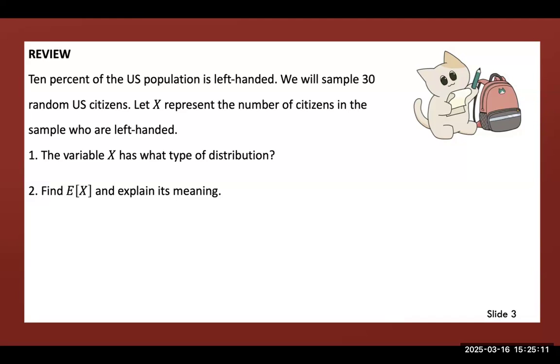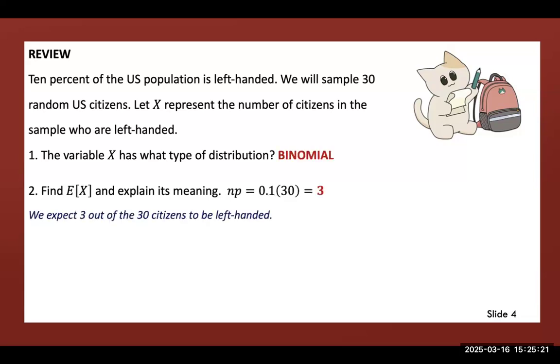Let's find the expected value of X. Remember that for a binomial distribution, it's always n times p, where n is the size of the sample and p is the success probability. So n times p, 0.1 times 30 is 3. Expected value means we expect 3 out of the 30 citizens to be left-handed. Doesn't mean we're going to get 3 out of the 30 being left-handed, but that's like a baseline, what we expect to happen.